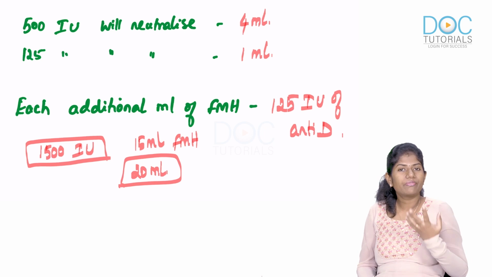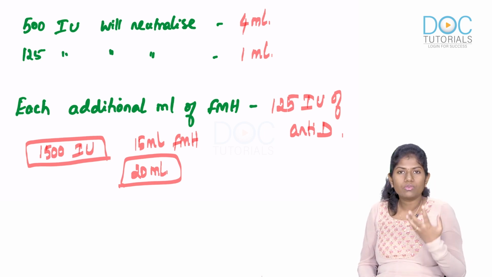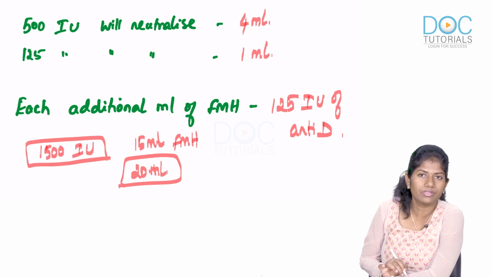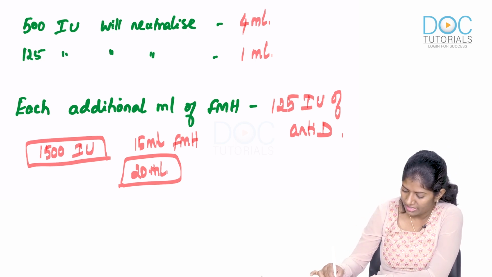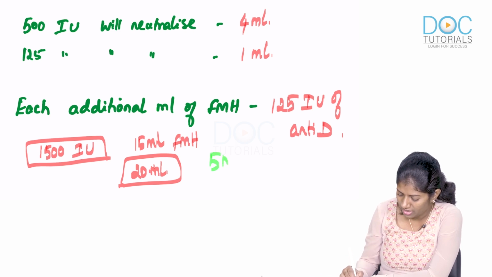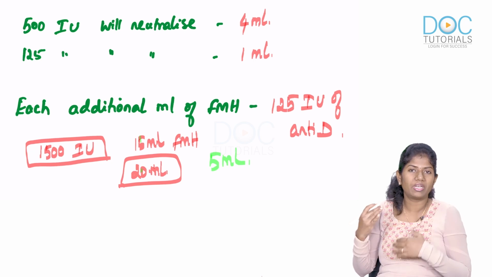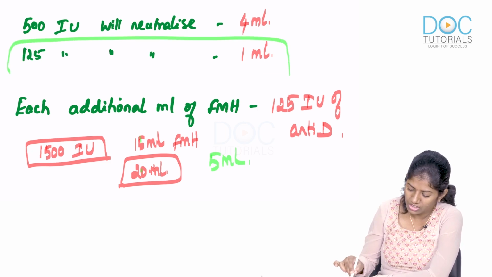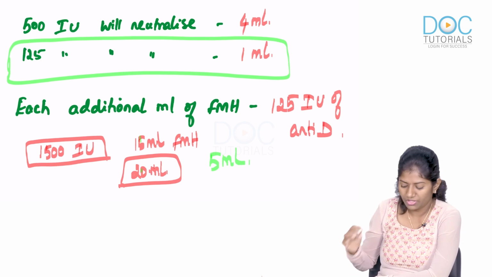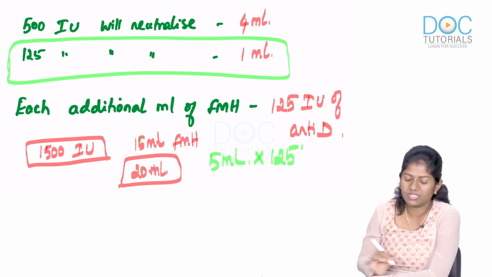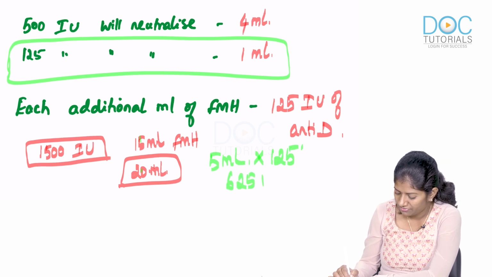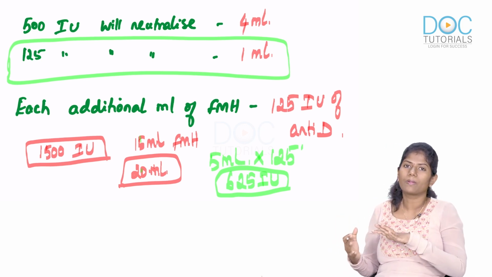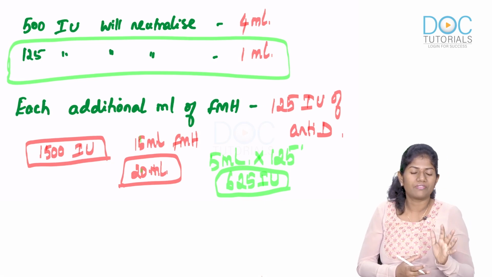But what you have given to the patient only covers 15 ml of fetal-maternal hemorrhage. So how much is left uncovered here? 5 ml of fetal-maternal hemorrhage is left uncovered, the difference between 20 and 15. Now, for every 1 ml of fetal-maternal hemorrhage, you give 125 international units. So for 5 ml, you give 5 times 125, which is 625 international units. This 625 international units is in addition to the usual standard dose of 1500 that you give.